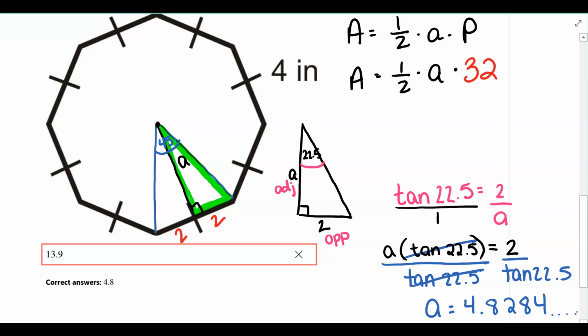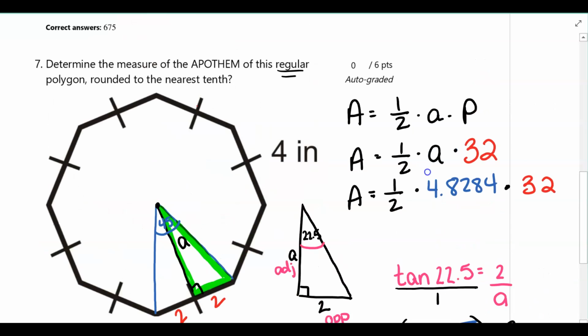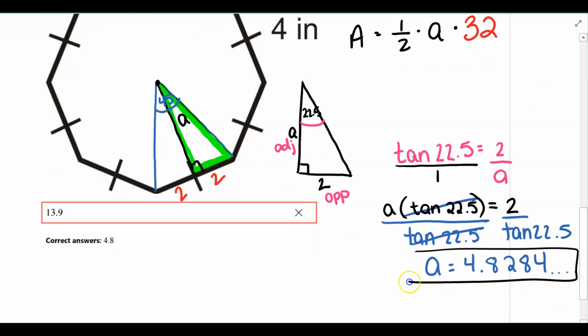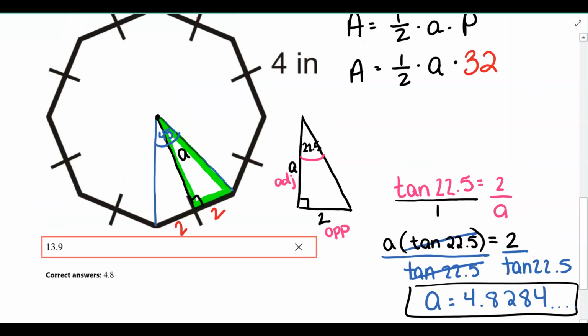So when I go and substitute that into my equation, I have 1/2 times that apothem times a perimeter of 32. And when I go ahead and type that into my calculator, I find that I have an area. Oh, I didn't even have to find area in this question. My apologies. We found the apothem. So my apothem is 4.8284, but the area, had we been asking for it, was 77.3.